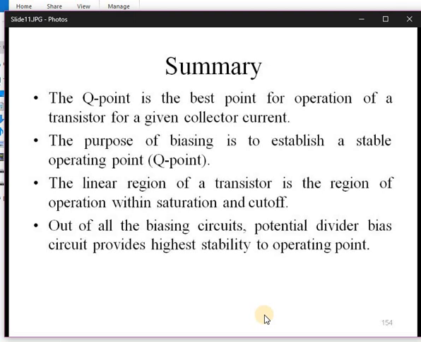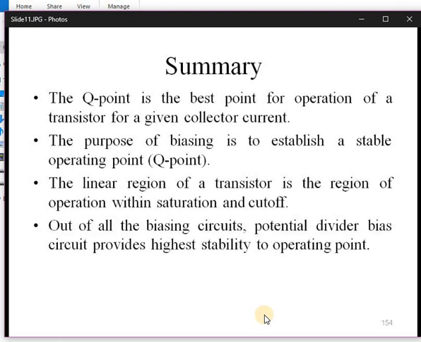That means Q point. Q point means quiescent point. Either it will be at the center of the DC load line, or otherwise it is in between the saturation or cutoff region. So the operating point is always in between the saturation and cutoff region. So the linear region of a transistor is the region of operation within saturation and cutoff.